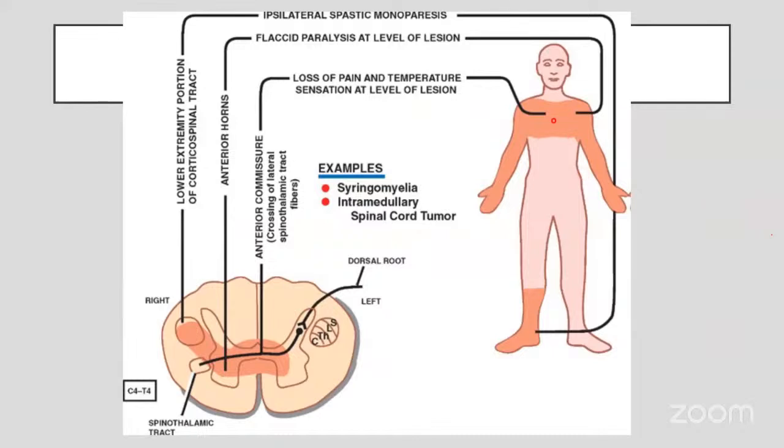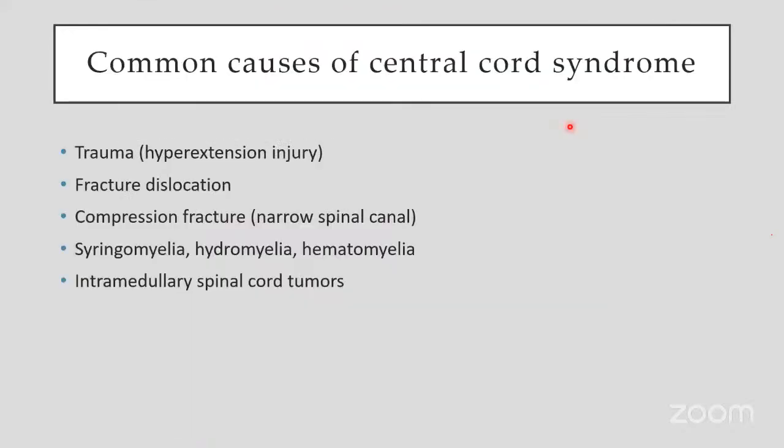As we discussed, the man-in-barrel syndrome features flaccid paralysis at the level of lesion, ipsilateral spastic monoparesis, and loss of pain and temperature at the level of lesion, that is dissociated sensory loss. Common causes are trauma, fracture dislocation, compression fracture, syringomyelia, hydromyelia, hematomyelia, and intramedullary spinal cord tumors.